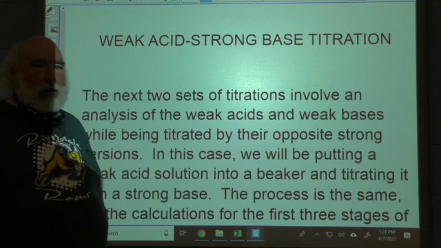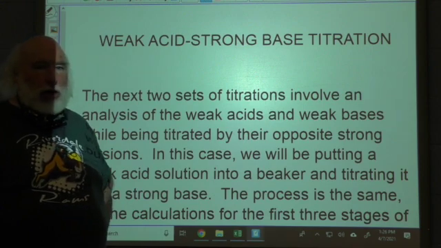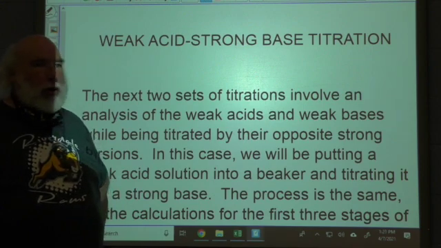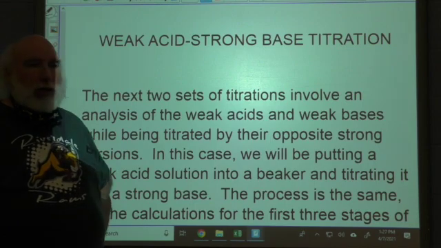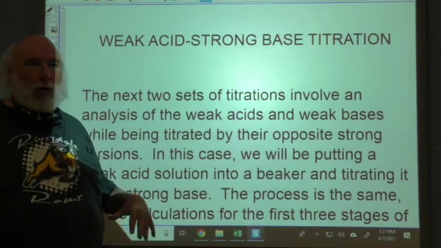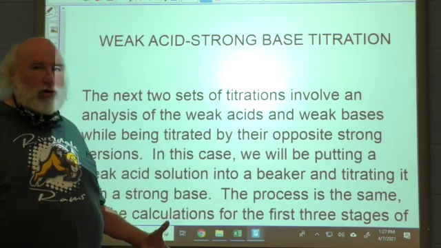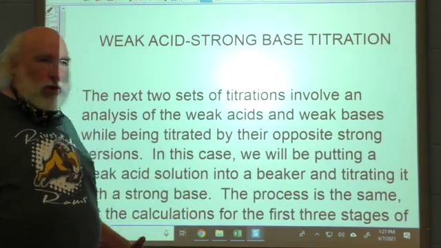All right, now titrations. This is what we are trying to accomplish here: how we can take this workhorse of chemistry and figure out what to do with it.